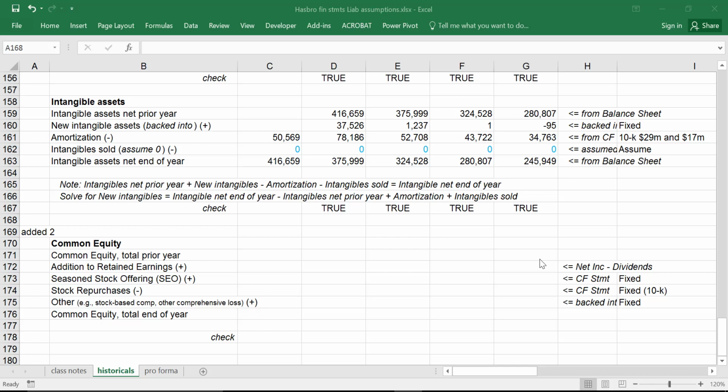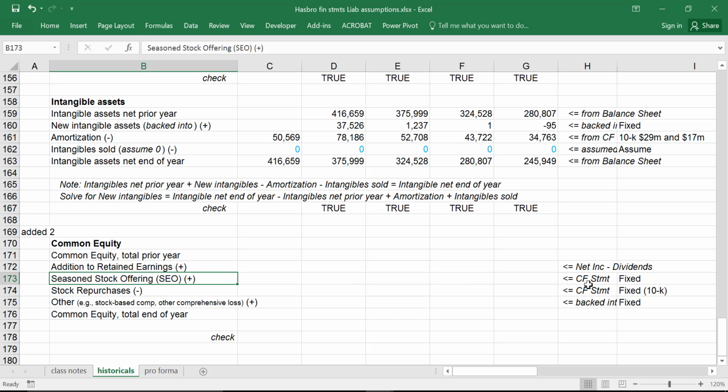Working through assumptions for the common equity for Hasbro. So in general, we think about common equity. The end of year figure is going to be equal to the prior year figure. We'll add the addition to retained earnings, which is net income minus dividends. Well, we would add any new offerings of stock, that is seasoned equity offering.